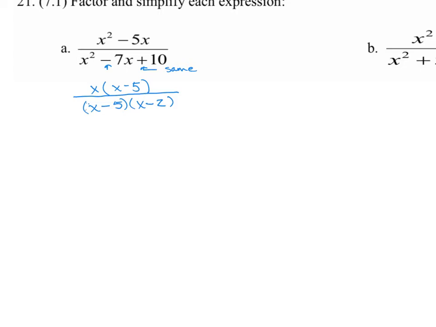From here we can cancel our common factor of x minus 5. We are left with x over x minus 2. Remember that we cannot cancel the x's at this stage because the one on the bottom is not an x. The whole thing is x minus 2.